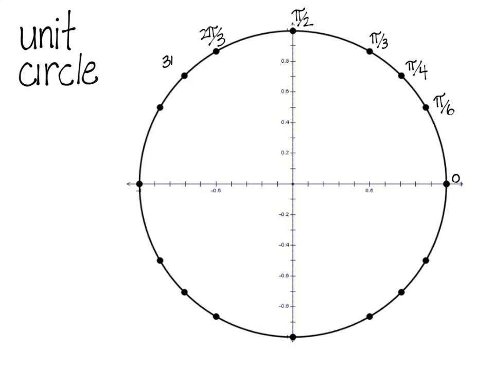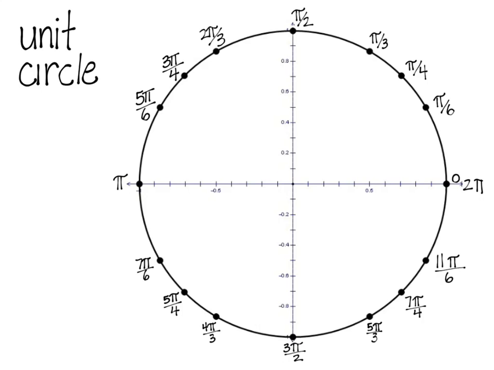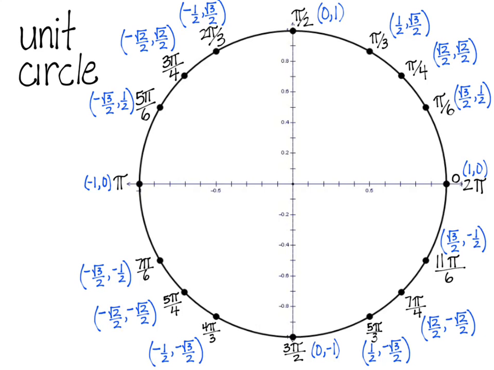Right now I'm just doing the radians around the entire circle, and you have to have all of these 16 that are written here memorized. Not only do you have to have all of those angles memorized, but you need to have memorized every single one of the coordinate points for these 16 angles. And so there they are.